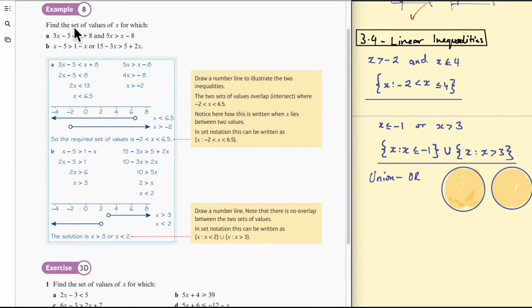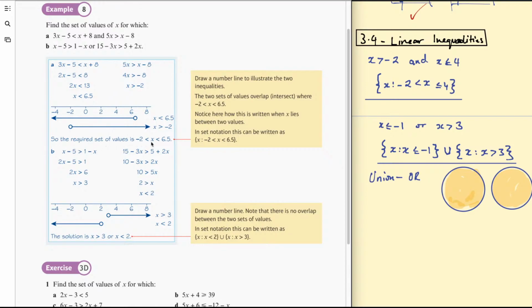Find the set of values of x for which 3x take 5 is less than x plus 8 and 5x is greater than x take 8. We have two ranges, and therefore two inequalities. Therefore, it needs to satisfy both.